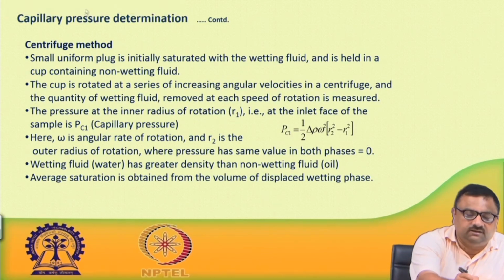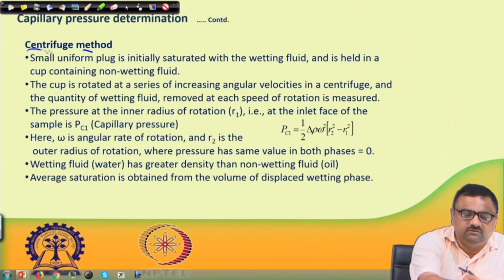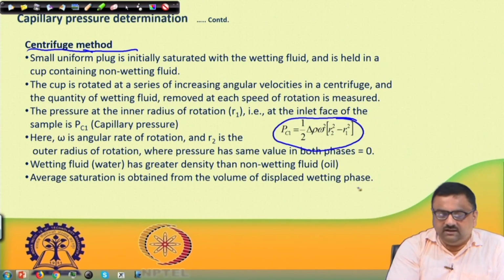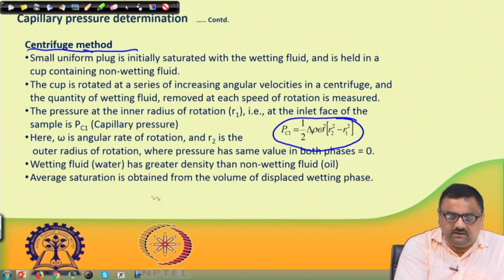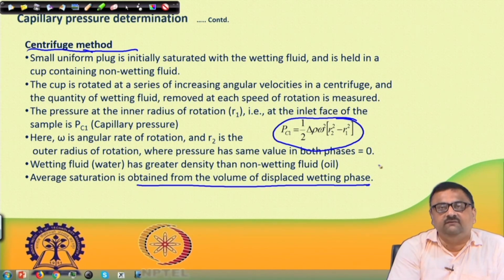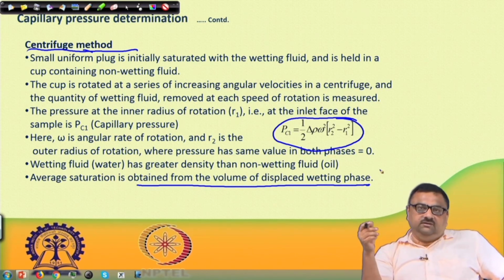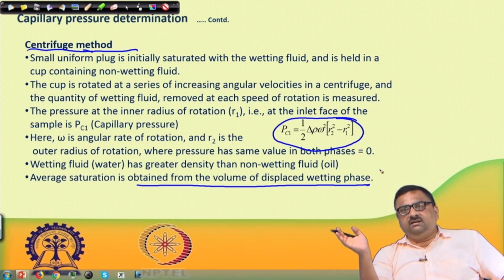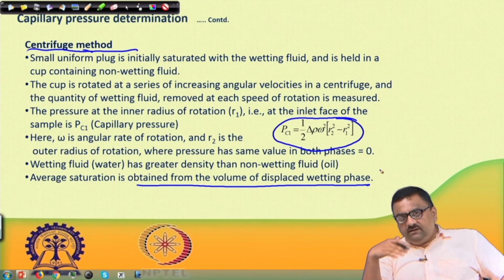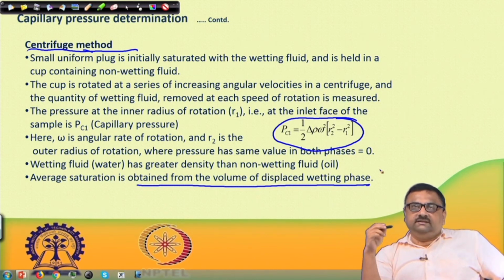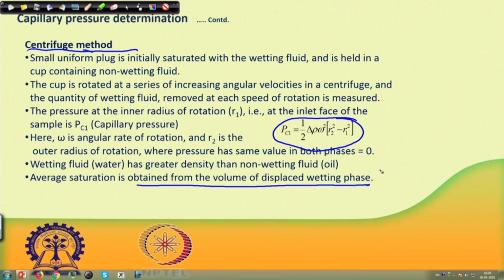Similarly, if somebody follows the centrifuge method, in that case also this becomes the capillary pressure, and the corresponding saturation would be obtained from the volume of displaced wetting phase that has to be measured. So, either of these two methods can be used to find the capillary pressure versus saturation curve, with imbibition as well as in the drainage part of it. This is all I have as far as this particular lecture is concerned.